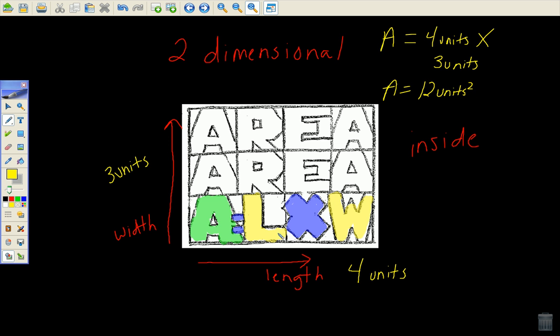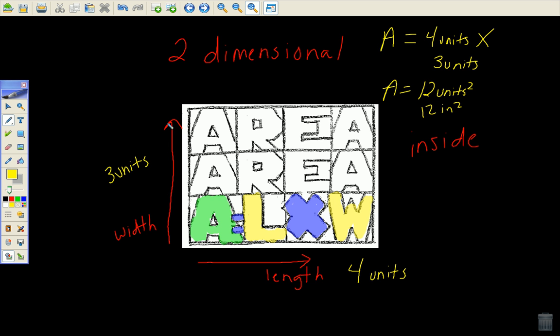So it's 12 squared units, because I'm not just talking about one dimension, I'm talking about two dimensions. I don't put the little 2 by the 12, I put it after the unit name because I didn't know what these were. If these were inches, I could have put 12 squared inches. But when you don't know the actual name of the unit, you just call it unit.